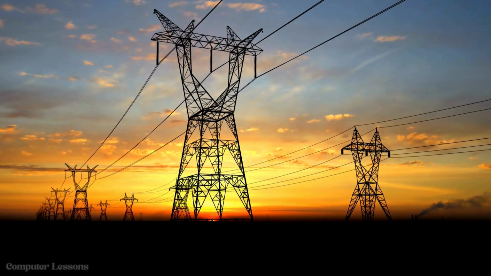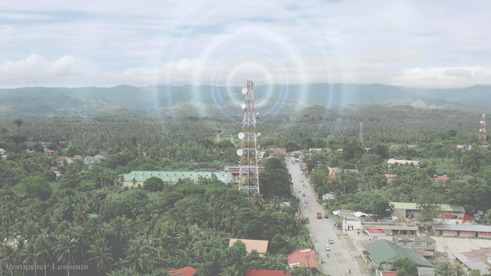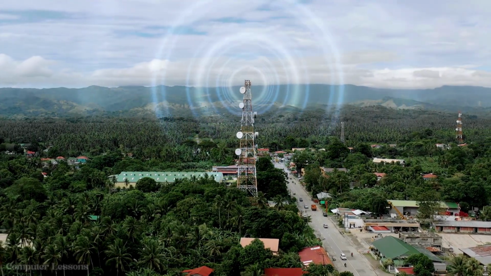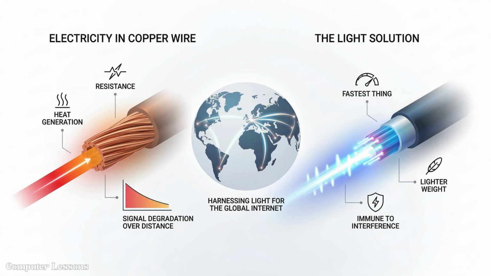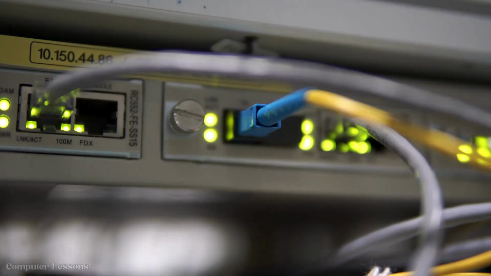For the last few videos, we have been talking about electricity moving through copper wires and radio waves moving through the air. But electricity has a problem. It encounters resistance, generates heat, and degrades over long distances. To build a truly global internet that connects continents, we needed something faster, lighter, and immune to interference. We needed to harness the fastest thing in the known universe: light itself. This is the world of fiber optics, the hidden nervous system of our planet.